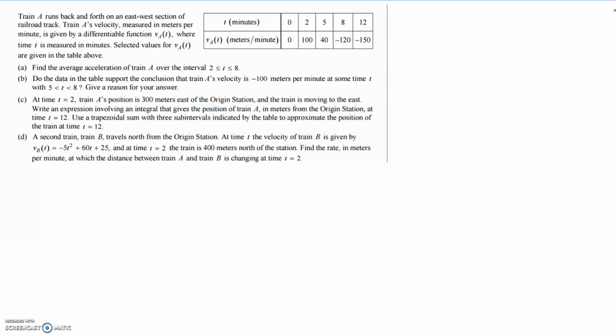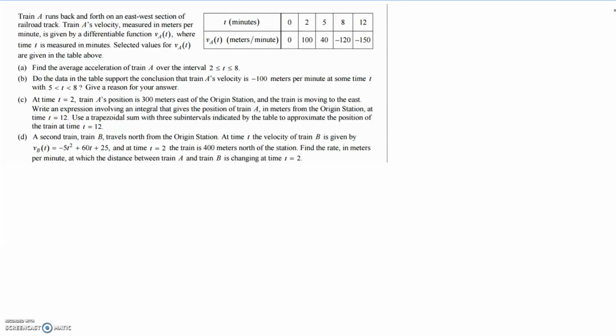This is another database question. The reason for a second database question is for two things. The first is that this has an IVT justification versus the last one, which had an MVT justification. Then there's also a related rates component to this problem.